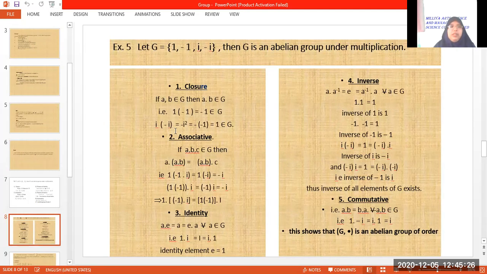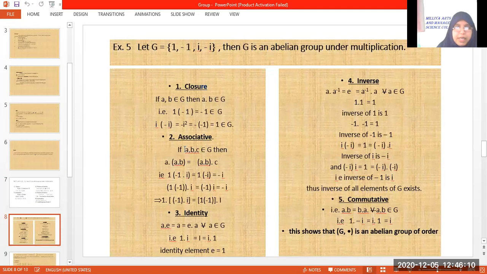Next example, if the set G consists of 4 elements, 1, minus 1, i, minus i, then G is an abelian group under multiplication. First we have to prove the closure property. If A, B belong to G, then A into B belongs to G. For instance, 1 into minus 1 is equal to minus 1, which belongs to G, and i into minus i is equal to minus i square, which is equal to minus into i square, that is minus 1 times minus 1, where i is the square root of minus 1. So this is equal to 1, which belongs to G.